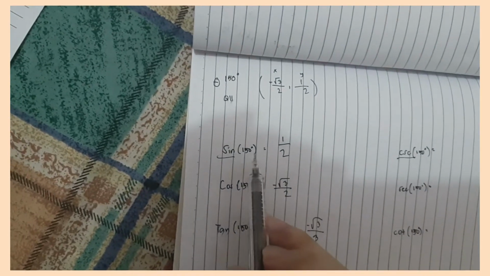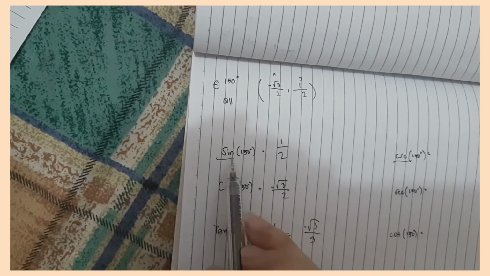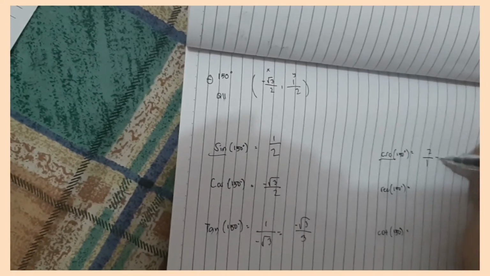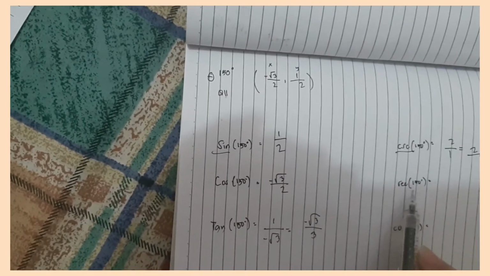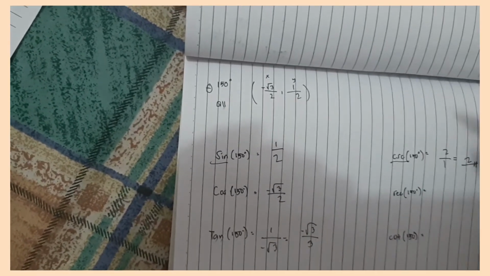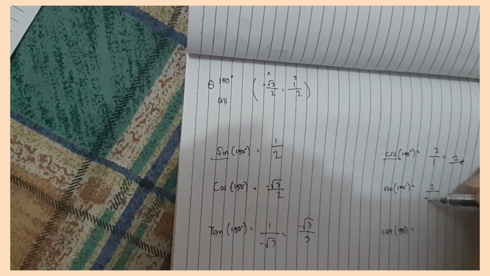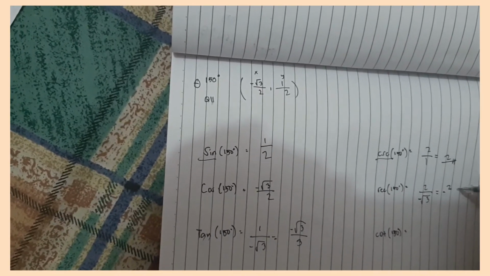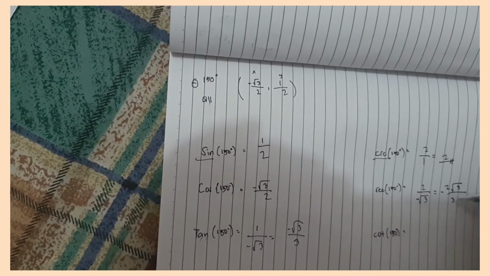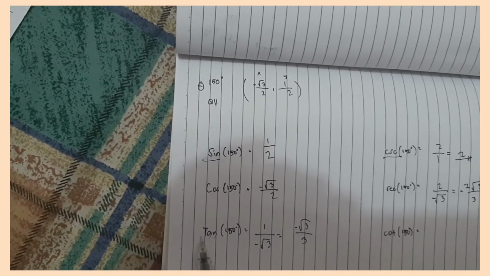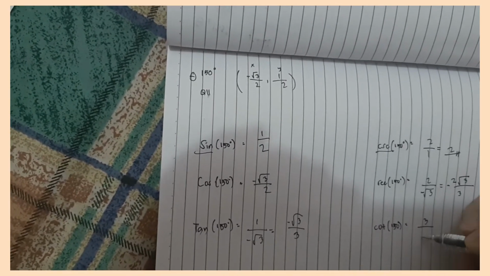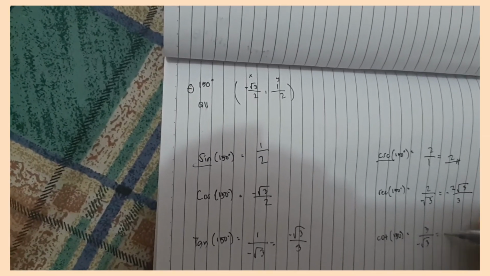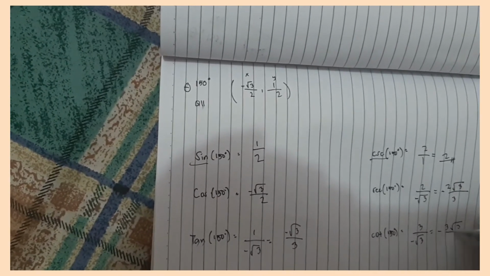Now the cosecant is the reciprocal of the sine. Since it is in quadrant 2, it is positive. So the answer is 2 over 1, or simply 2. The secant is the reciprocal of the cosine. So the answer will be 2 over negative square root of 3. Now let's rationalize. So the answer will be negative 2 square root of 3 over 3. The cotangent is the reciprocal of the tangent, so the answer will be 3 over negative square root of 3. So let's rationalize. The answer will be negative 3 square root of 3 over 3.